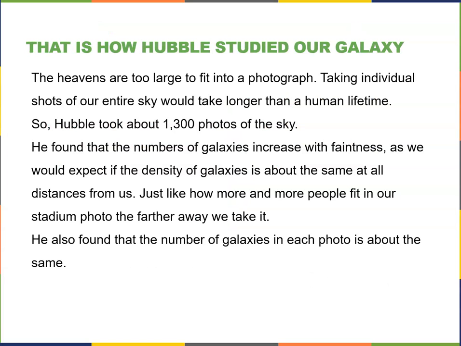This is similar to how Hubble photographed the sky. The sky is too big to take one picture of, and taking individual shots of the whole sky would take longer than a human lifetime. So Hubble took 1,300 pictures. He found that, like our stadium, the numbers of galaxies increased with faintness, or with distance. That's what we would expect if the density of galaxies is about the same at all distances from us. That's just like how more and more people fit into our stadium photo the farther away we took it. Also, he found that the number of galaxies in each photo is about the same.